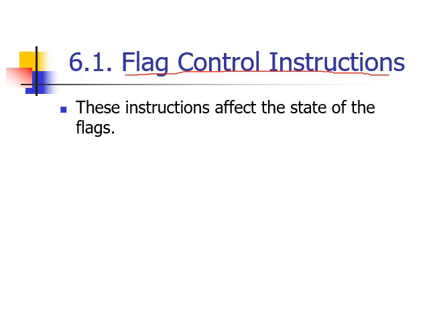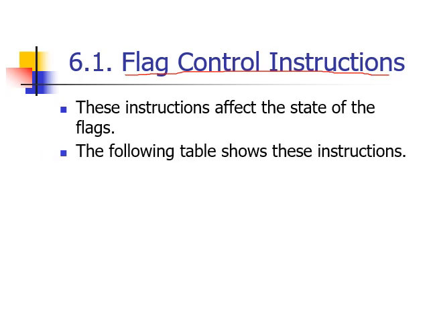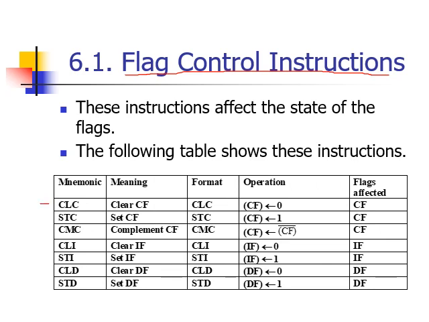These instructions affect the flags inside your flag register. These are: you clear the carry flag bit, you set the carry flag bit, you complement your carry flag bit, you clear your interrupt bit, you set your interrupt bit, you clear your direction bit, you set your direction bit. So these instructions help you control the flow of your code.